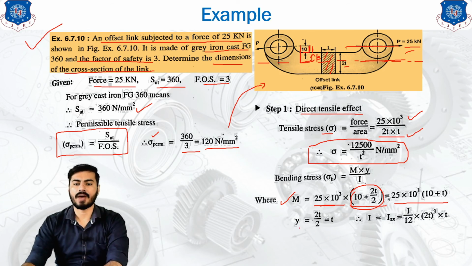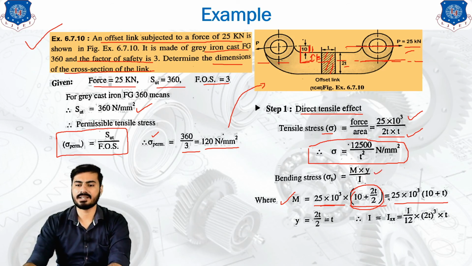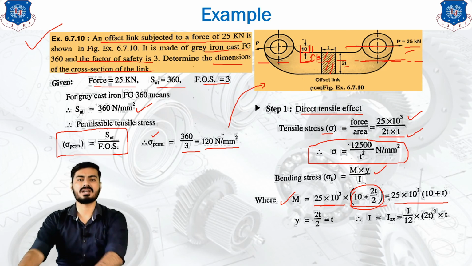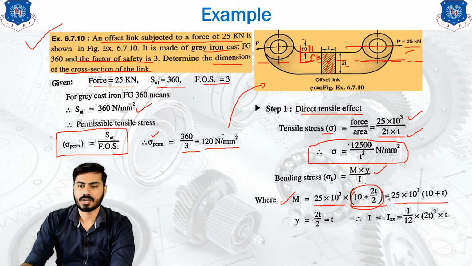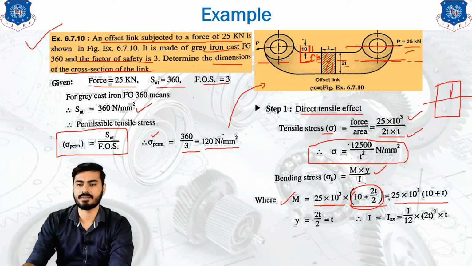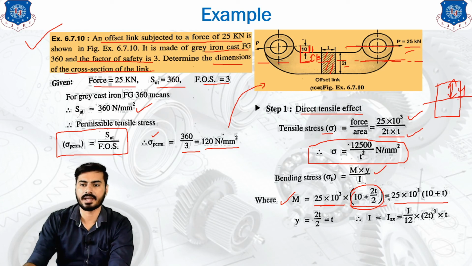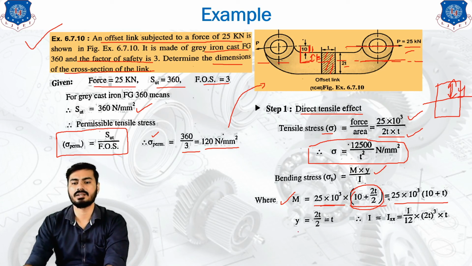Now the y value which is required in this equation can be calculated. y is nothing but the distance from the neutral axis to the extreme fiber. So as you can see, this is the cross section area, then the neutral axis passes through the center, and this is the extreme fiber. So the distance between these two is represented by y. So y is nothing but t.